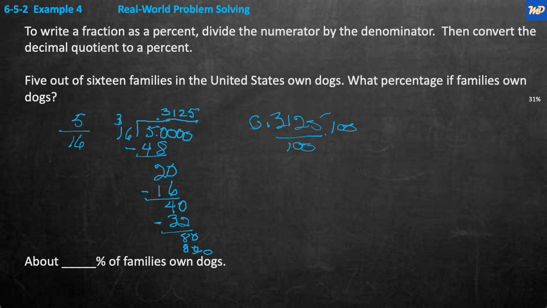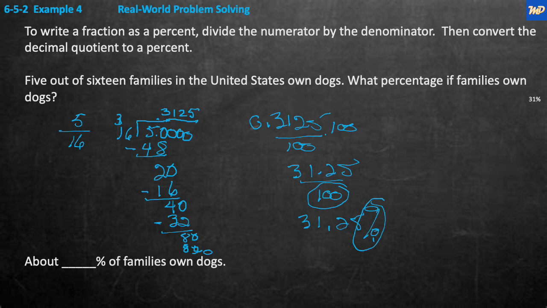We're going to get 31.25 divided by 100. We move the decimal point twice. And then they say we have to just remove the 100 and replace it with a percent sign. So that is 31.25%. We removed the 100 and replaced it with a percent sign right there.